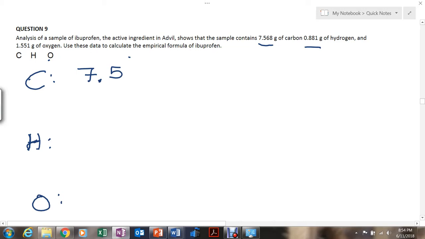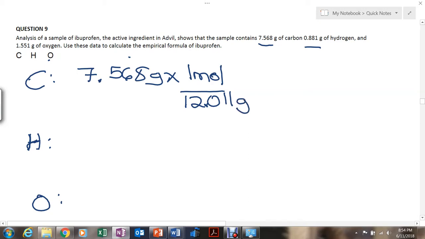Let's start with 7.568 grams of carbon. Atomic mass: 1 mole per 12.011 grams. You have to do it for each element. And that gives you 0.63009 moles.